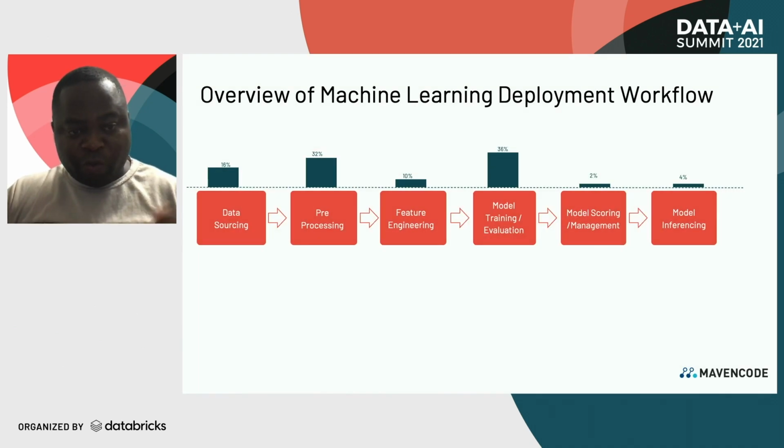In terms of the workflow as well, data sourcing usually takes 16%, based on experience from what we've been doing over time. Then the pre-processing part takes at least 32% of the time. Your feature engineering piece is like 10%. The model training itself and the model evaluation takes about 36% of your time. Then the scoring and management is only about 2%, and the model inferencing is about 4%.